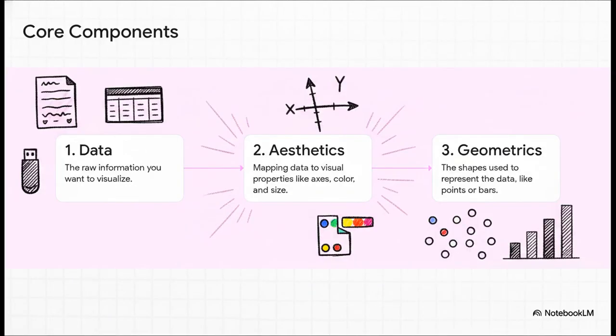And this whole grammar really boils down to three key parts. First, you need your data. For us, that's our mtcars table. Simple enough. Second, you define the aesthetics. Now, that's just a fancy word for how you map your data to visual things. What data goes on the x-axis? What data goes on the y-axis? What should the color of the dots represent? And third, you pick your geoms, which are the actual shapes you use, like points for a scatter plot or bars for a bar chart.